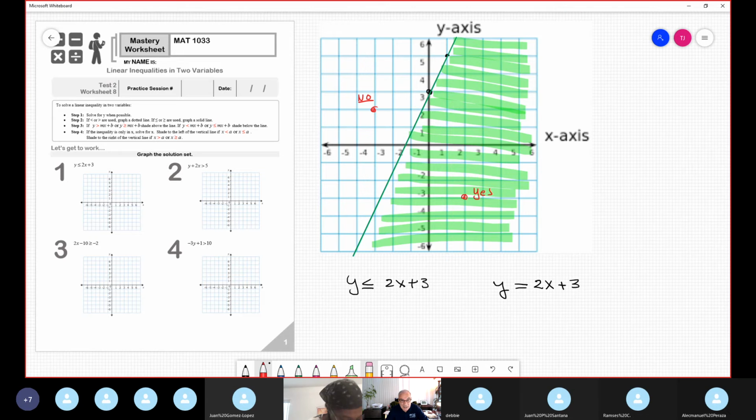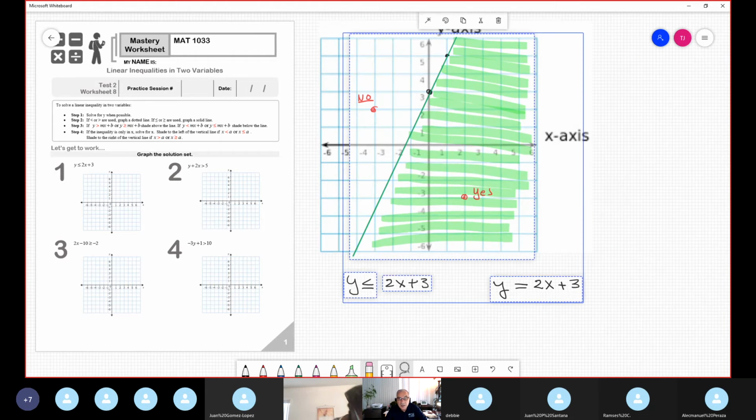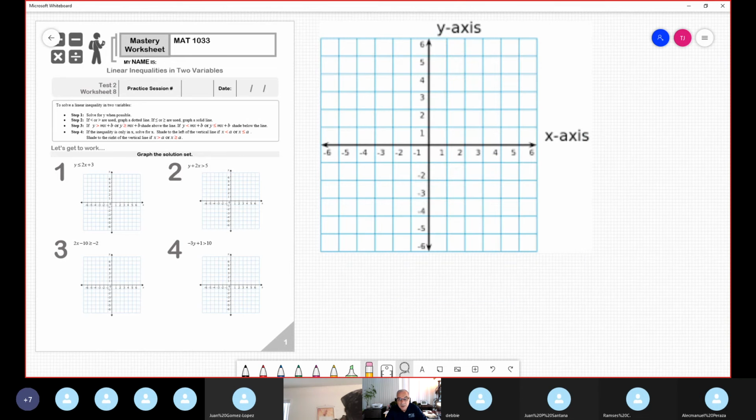You are doing the line. Let's do example two. In example two, we have no equal sign, so we need to use a dotted line, not a solid line. Okay, listen. The second example is y plus 2x greater than 5. So y greater than minus 2x plus 5.